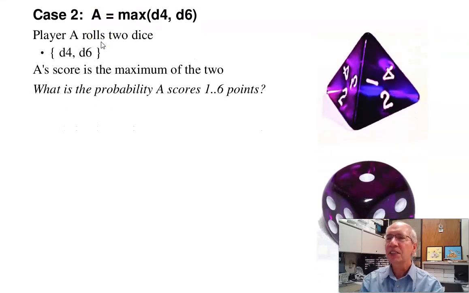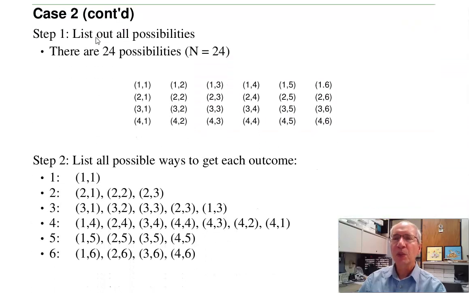Second case. Let's take a 4-sided die and a 6-sided die. Player A, what this means is, suppose I've got a game where A rolls a 4-sided die and a 6-sided die, and takes the larger of the two numbers. What's the probability A is going to score 1 point, 2 points, and so on? Well, I could do that with Monte Carlo. I could do that with enumeration. With enumeration, there's only 24 possibilities. The 4-sided die can get the numbers 1 through 4. The 6-sided die gets the numbers 1 through 6. That gives you 24 possibilities. Take the larger of the two, and that's the A score.